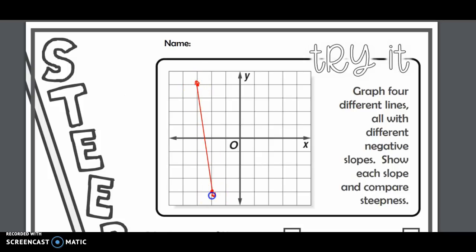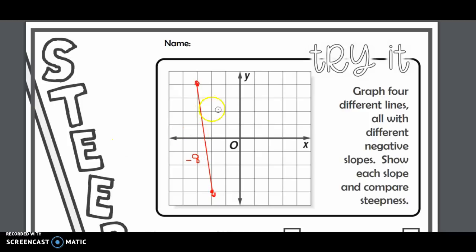And I want you to remember from yesterday's notes, we went down 1, 2, 3, 4, 5, 6, 7, 8, and over 1. So our slope here is -8. Make sure you write that down.